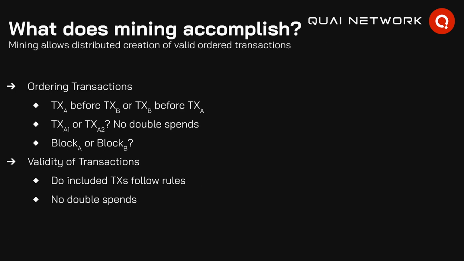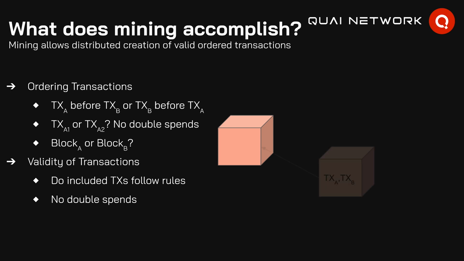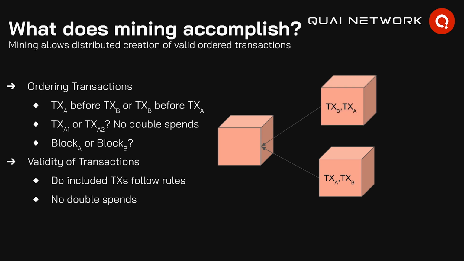So what does mining actually accomplish? Mining allows the distributed creation of a valid order of transactions. When we're ordering transactions, if I have a block, I can put TXA before TXB or TXB before TXA. If I do that, that will create two different possible proposed blocks. If they're not interfering transactions, there's no double spends, so those blocks are both technically valid. But the question is then, what block does the network prefer? Do they prefer block A or B?